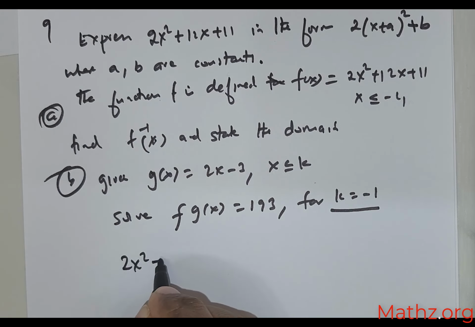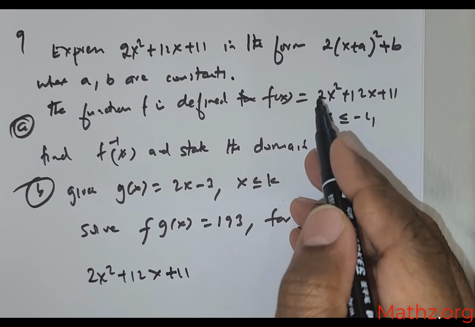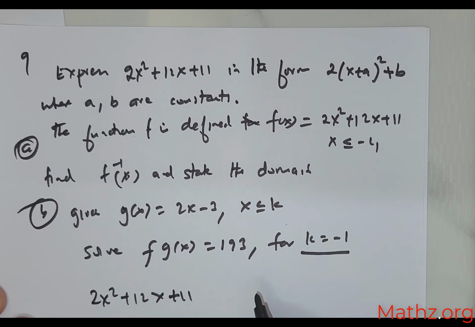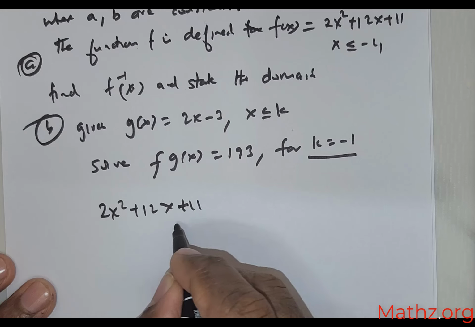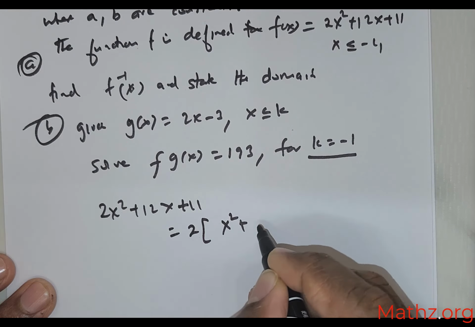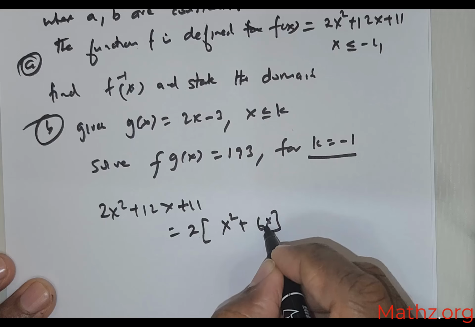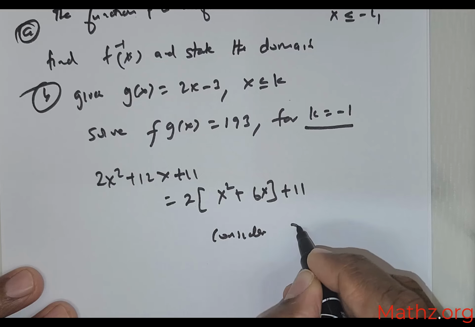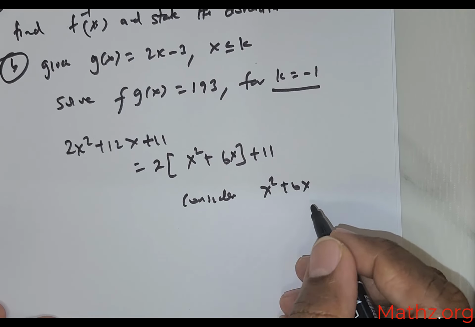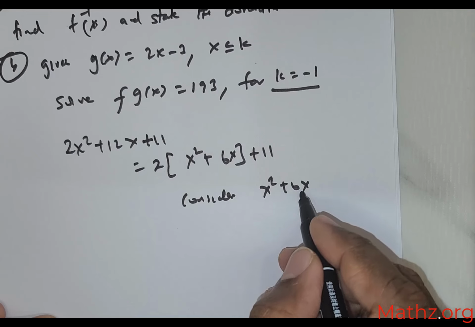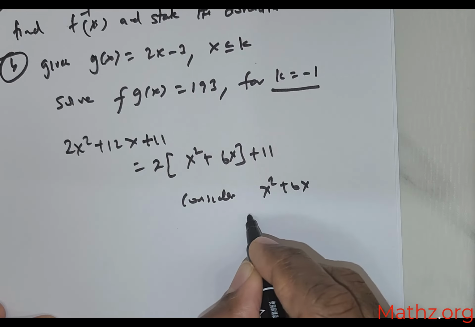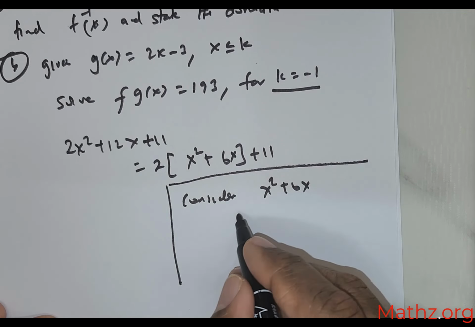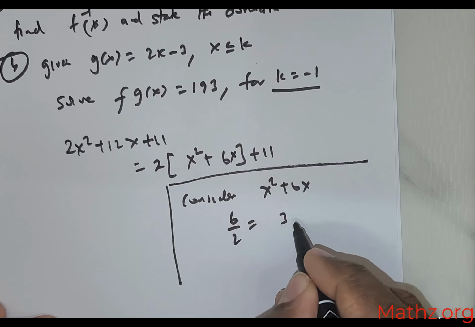We are asked to express 2x squared + 12x + 11 in the form 2 times (x + a) raised to the power of 2 + b. So what I would do is take 2 out and rewrite this as x squared + 6x + 11. Then consider x squared + 6x. Now take the coefficient of x and divide by 2. This is done on the rough side, we don't have to show it here. So you divide by 2, you get 3.